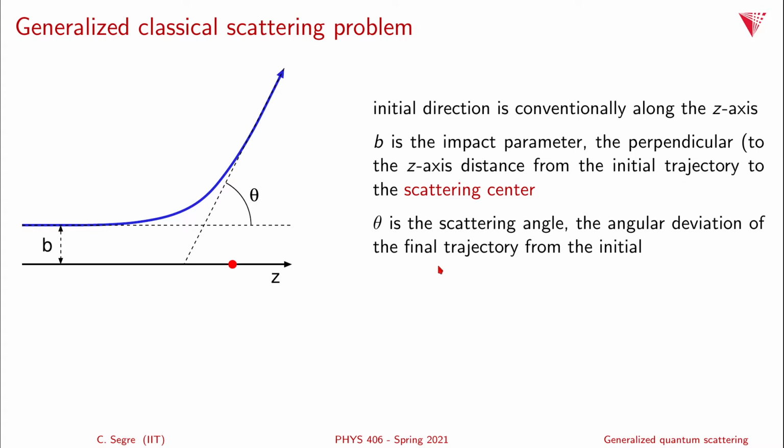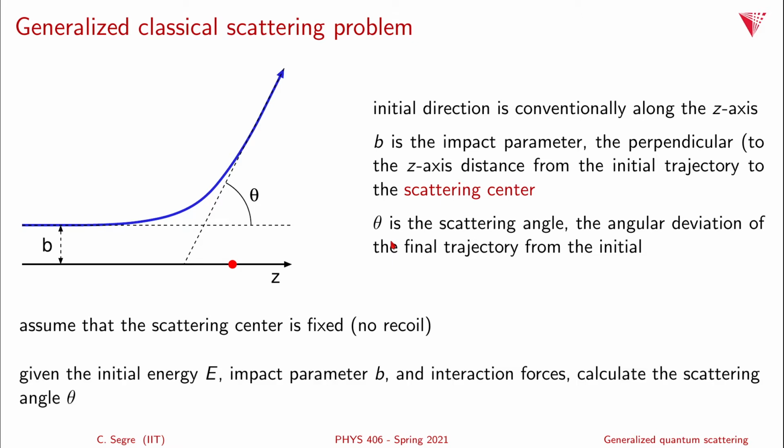Theta is the scattering angle, and it's defined as the angular deviation from the initial direction, which is this dashed line here, to the final trajectory here. That angle is theta. We're going to assume that the scattering center is fixed, and then given the initial energy of the particle and the impact parameter, as well as the interaction forces between the scattering center and the particle, we want to calculate the scattering angle theta. So the output is the scattering angle theta. And this is classical scattering.